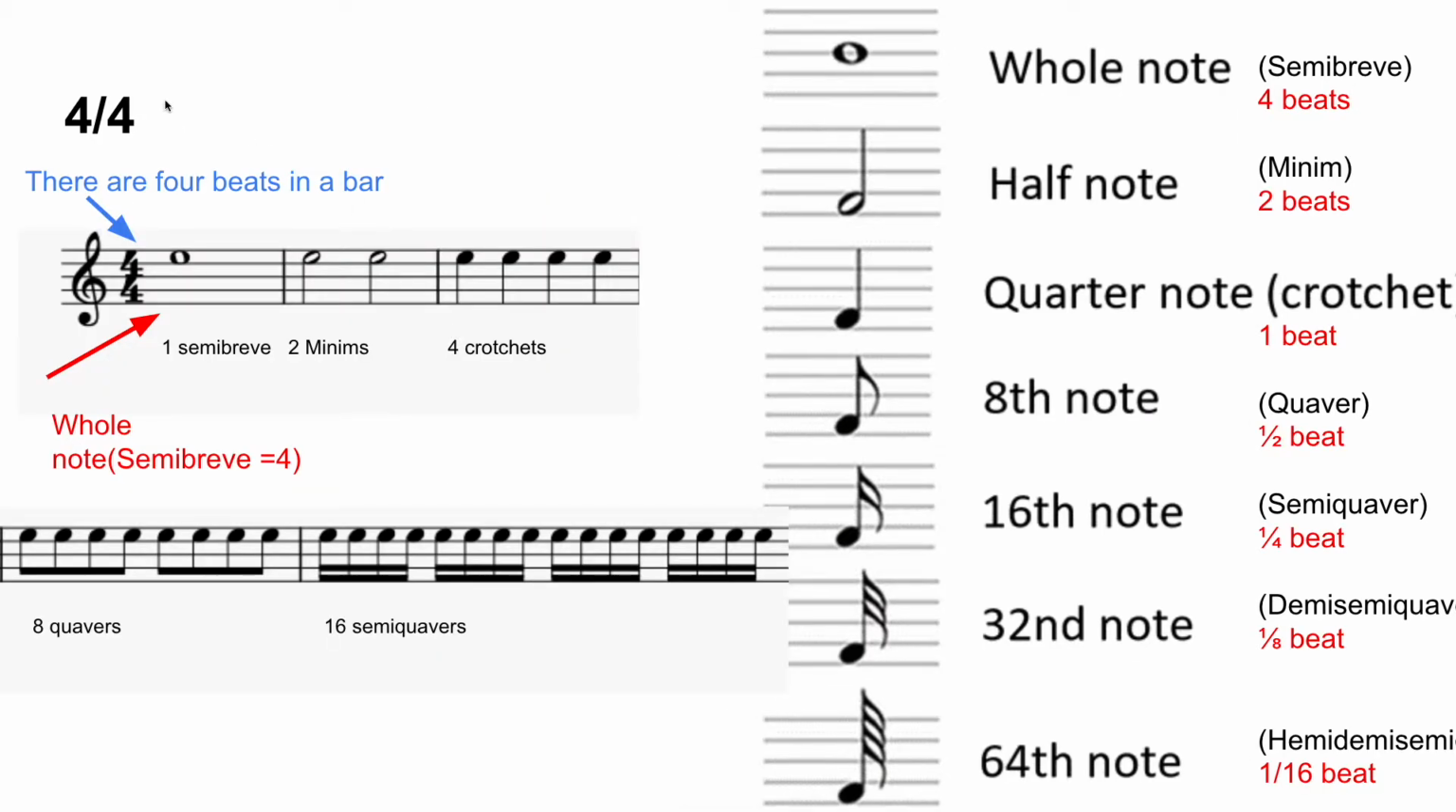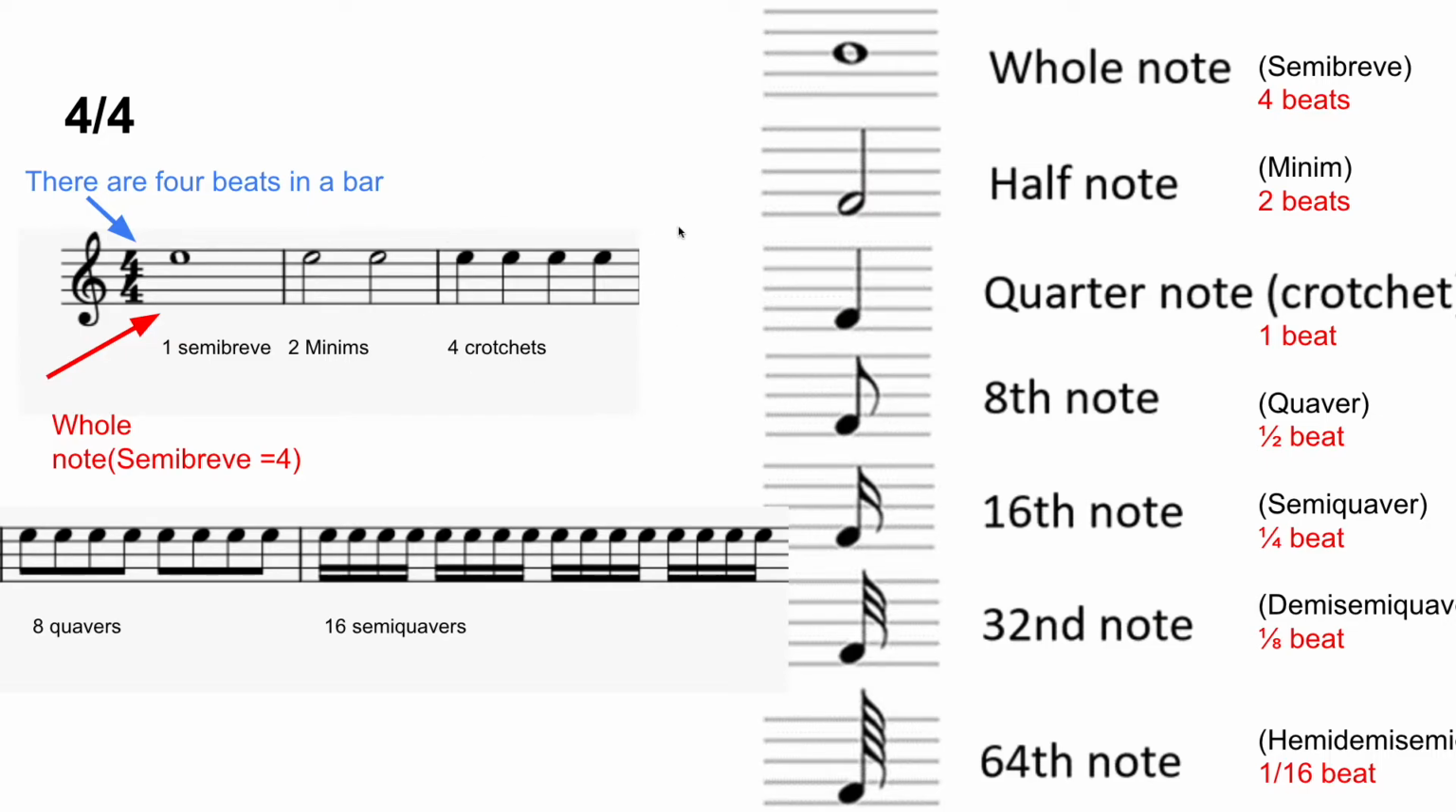Here's 4/4. This is very, very common as a time signature. So again, looking at this, I can tell by looking at the top number that there are 4 beats in a bar. By looking at the bottom number, I can tell that the whole note, the semibreve, equals 4 beats. If the semibreve equals 4 beats, then again the half note, the minim, equals 2 beats, and the quarter note, the crotchet, equals 1 beat. So I'm expecting to see bars that have 4 crotchets in them, or something equivalent.